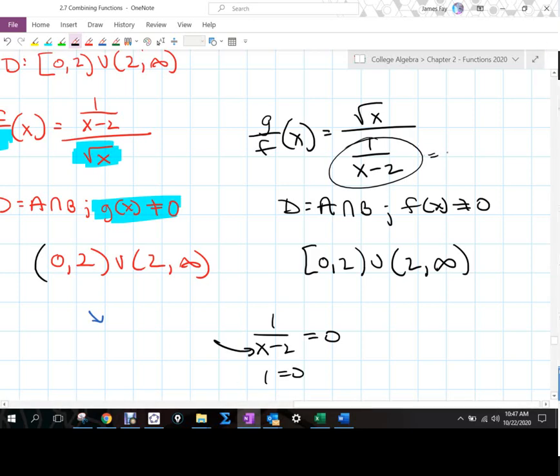But what Jimin was saying is that I can, at some point, have 1 divided by 0, right? And at what position is that? Yeah, at 2. And is that already taken care of in our domain here? So do I need to kick anything else extra out? No. Okay? So that's a situation where sometimes the domain of a quotient will be the same as the sum or the difference or the product, simply because of how it worked out there. Okay?